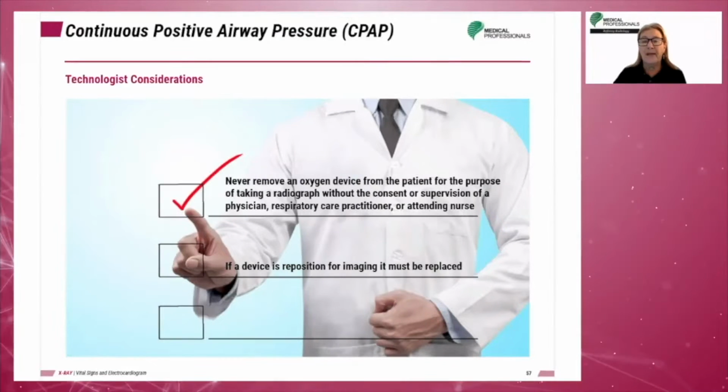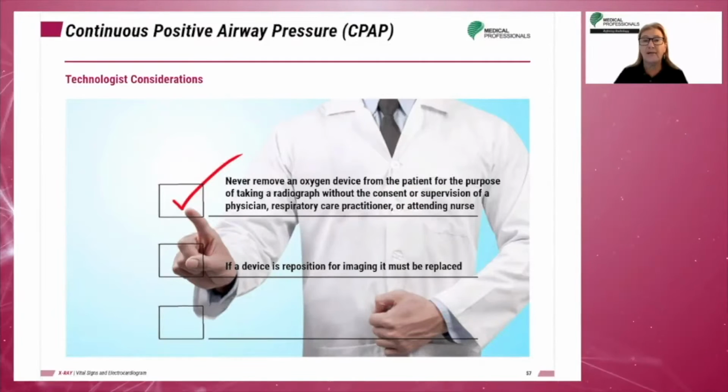When imaging a patient on oxygen therapy, the oxygen device should never be completely removed from the patient for the purpose of taking a radiograph without the consent or supervision of a physician, respiratory care practitioner, or attending nurse. The devices can be repositioned if necessary to avoid artifacts on the image.